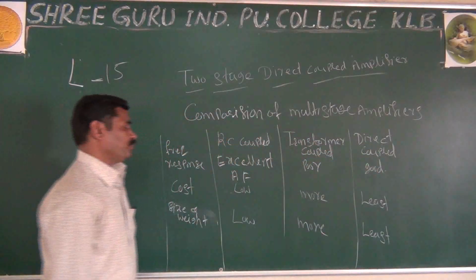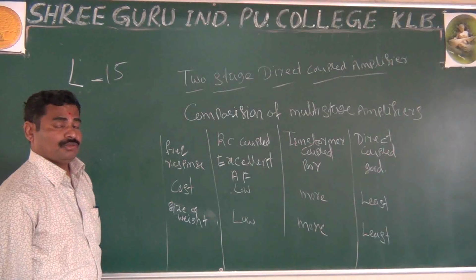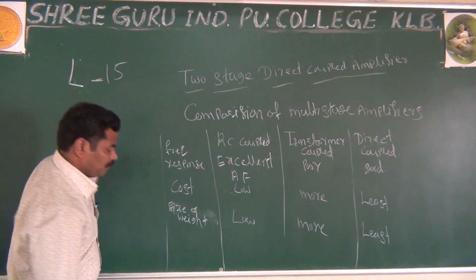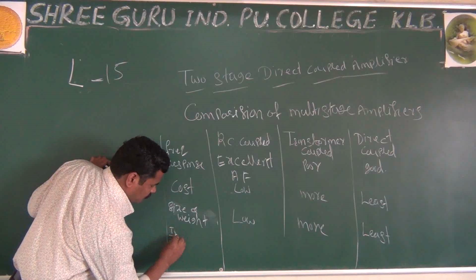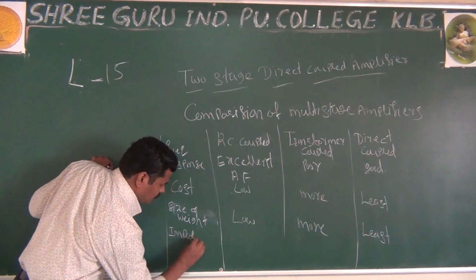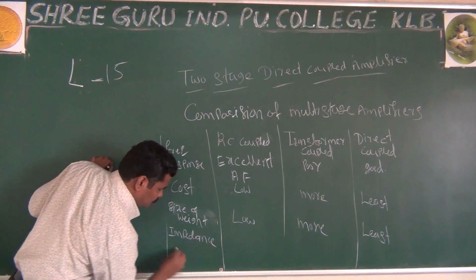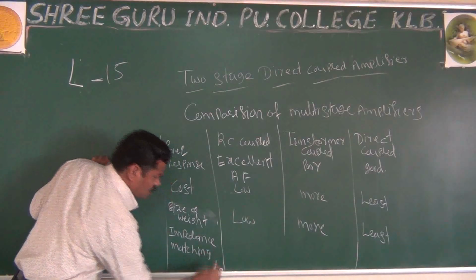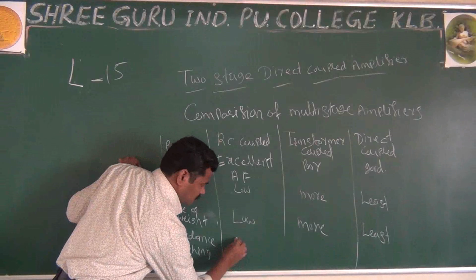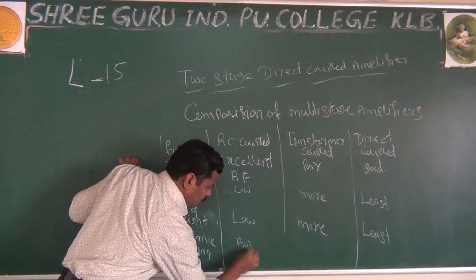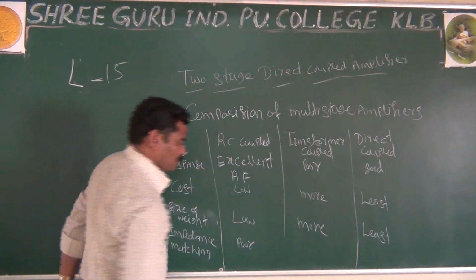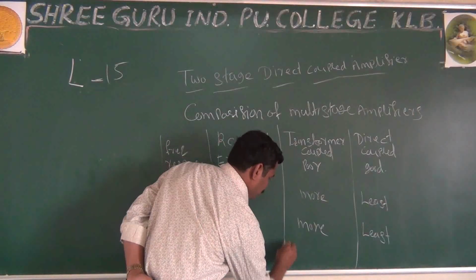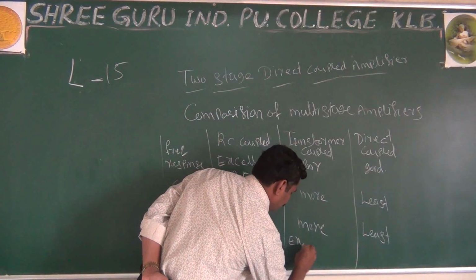And what about the important thing, impedance matching? The impedance matching is very poor for RC coupled, and it is excellent for transformer coupled.